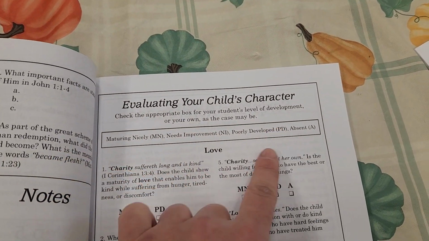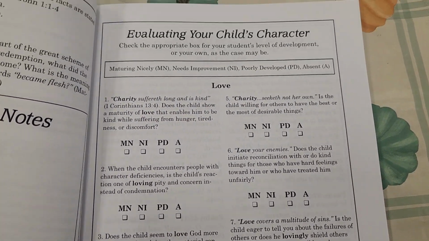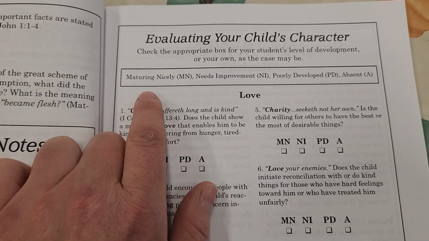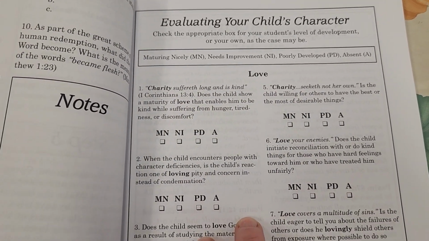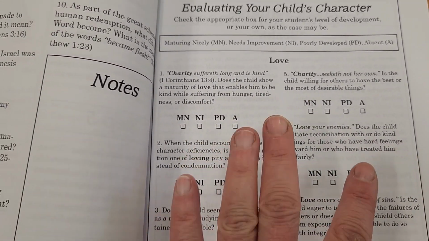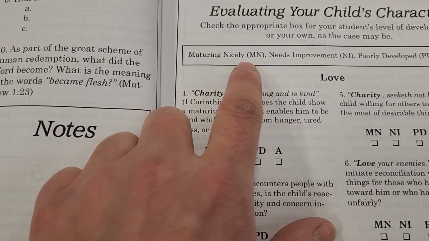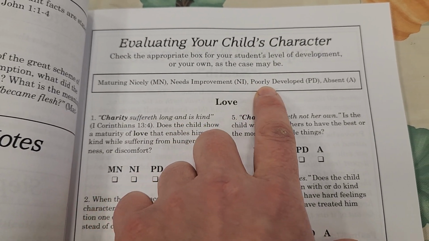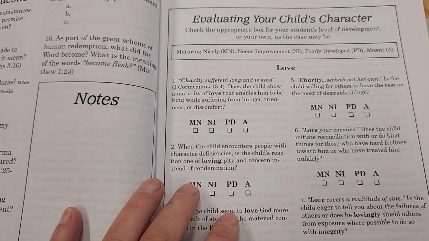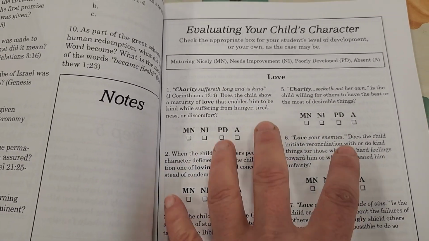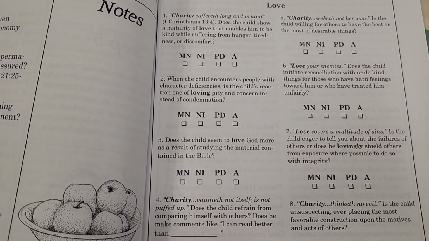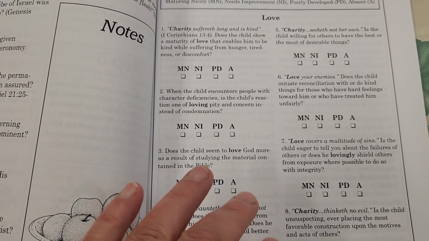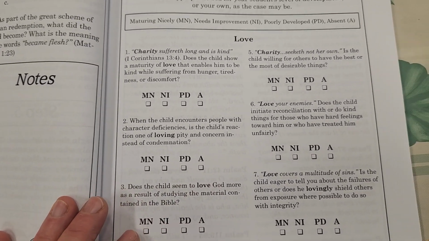Here's the character reference page. So this is all about character qualities of love. So you mark it, you have them do this before you do the actual lesson. It's one of the first things you do. And you either mark maturing nicely, needs improvement, an NI, poorly developed, or absent. So they can actually fill one out for themselves to see how they actually rate themselves. And then you can fill one out for them so that they can see how others kind of rate them.